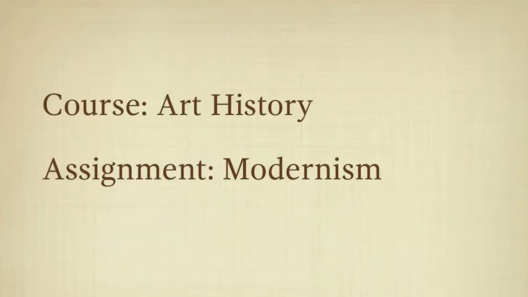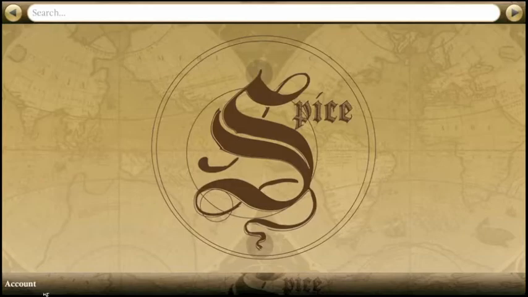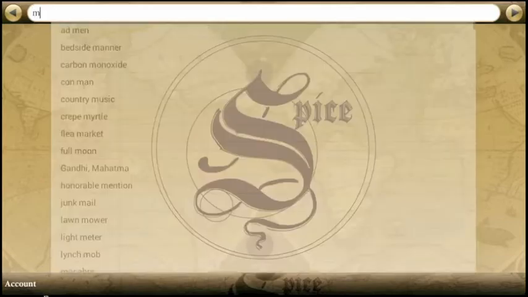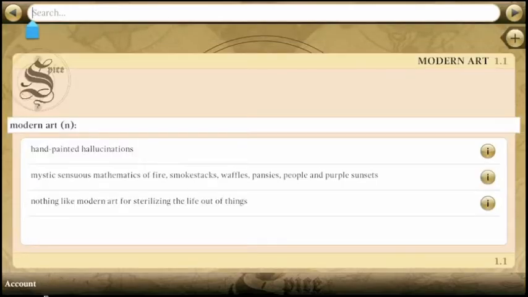If you are an art student, you are likely to have to write a paper about an art style in some class, like art history. Let's say you are assigned a paper on modernism. For starters, you could look up modern art to see what others have written and to learn the language behind the movement.